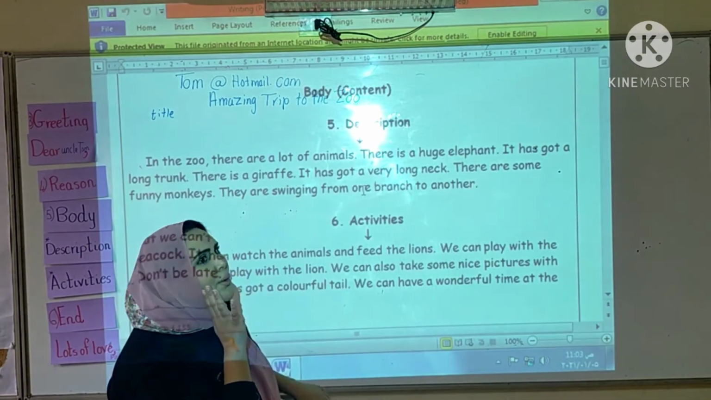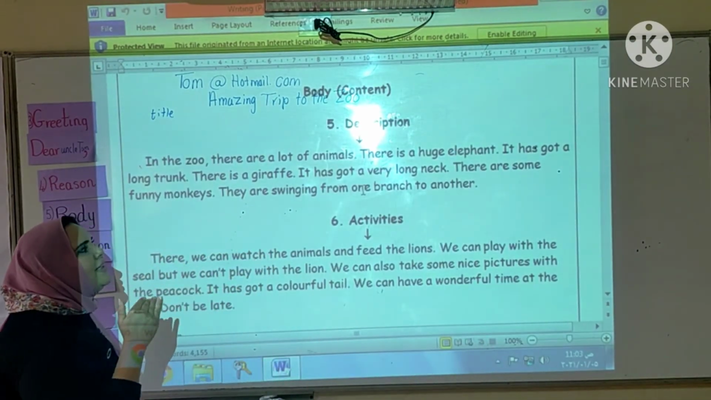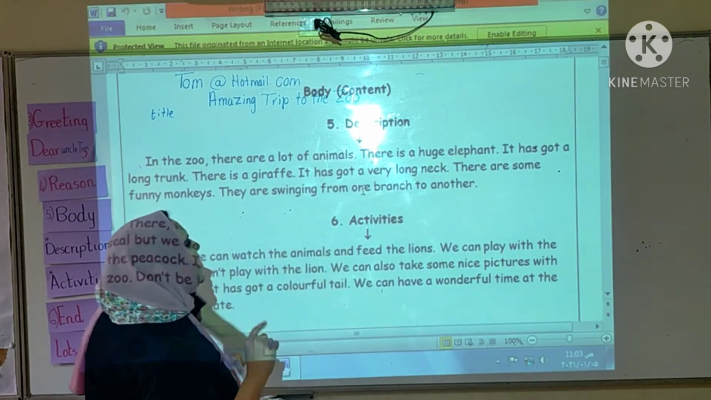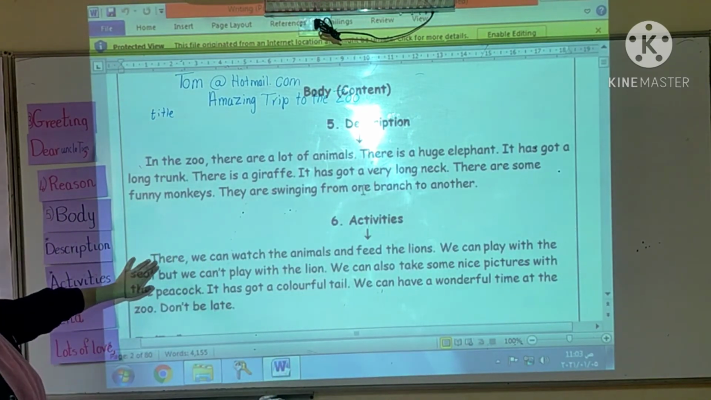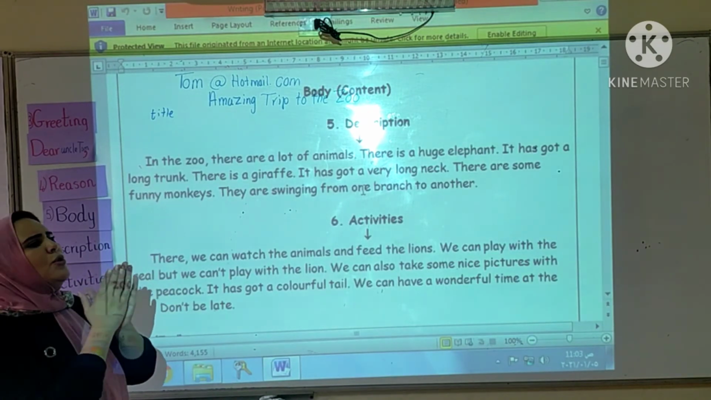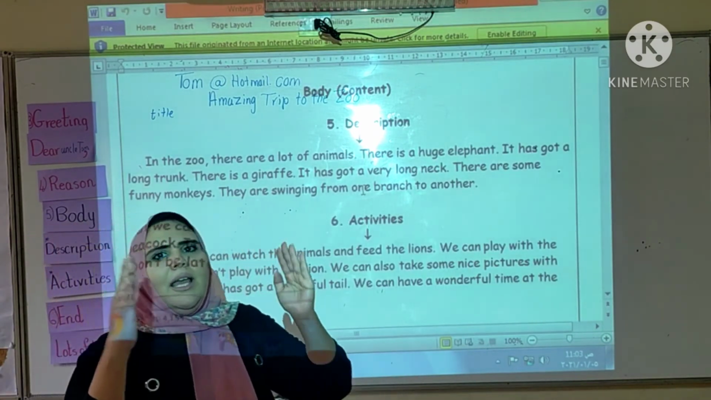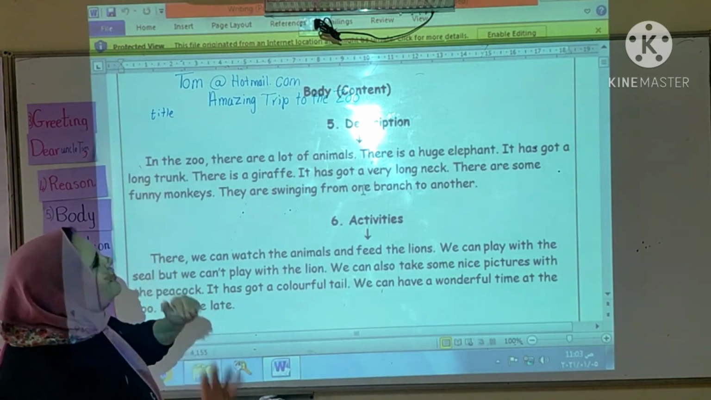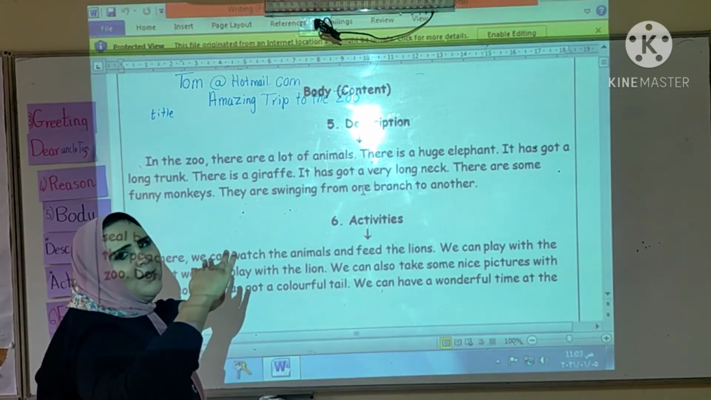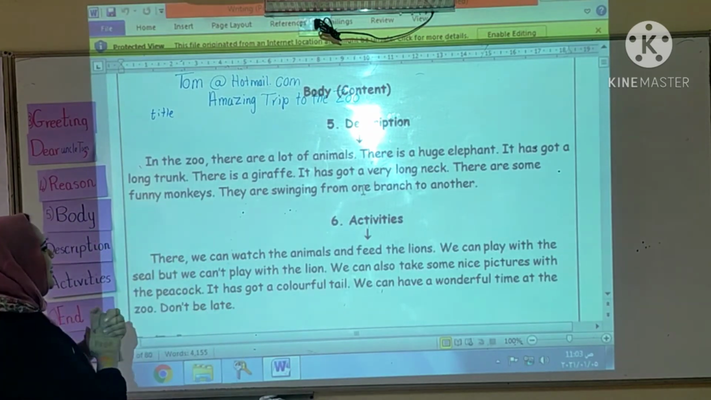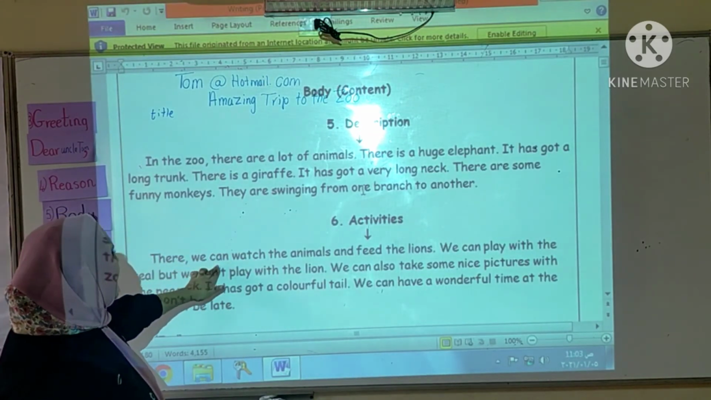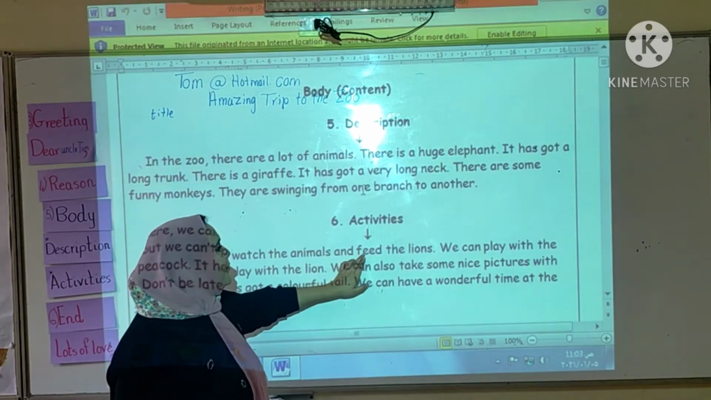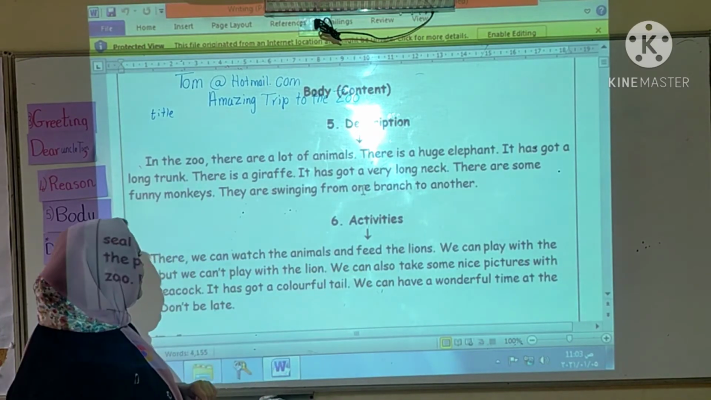What are we going to do? We're going to write the activities. Of course, we give a line and then we write the activities. In the activities, we should use verbs. We are going to say "we can" all the time. We can, then verb. We can, verb. Then we can watch the animals and feed the lions.